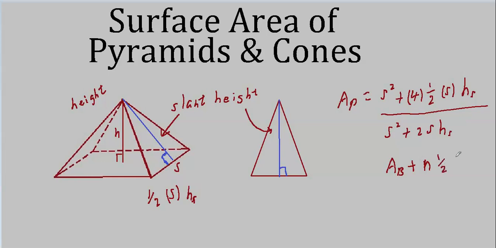1/2 side times the slant height, h sub s. This is the general term where you could actually have another triangle for a base, in which case you would only have 3 triangles on top. You'd have a tetrahedron. This formula is general, and it works for all pyramids, hexagonal, square, whatever you've got.